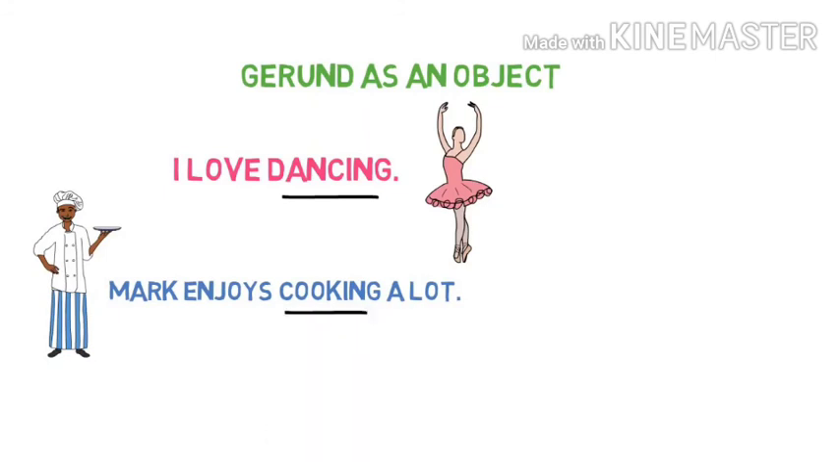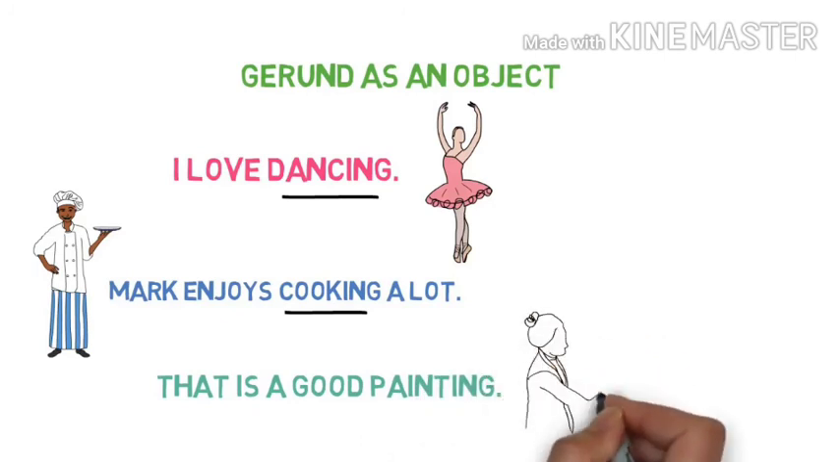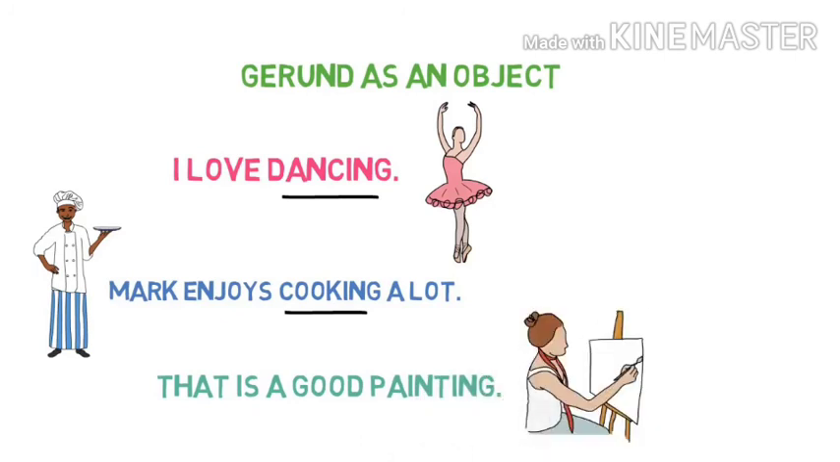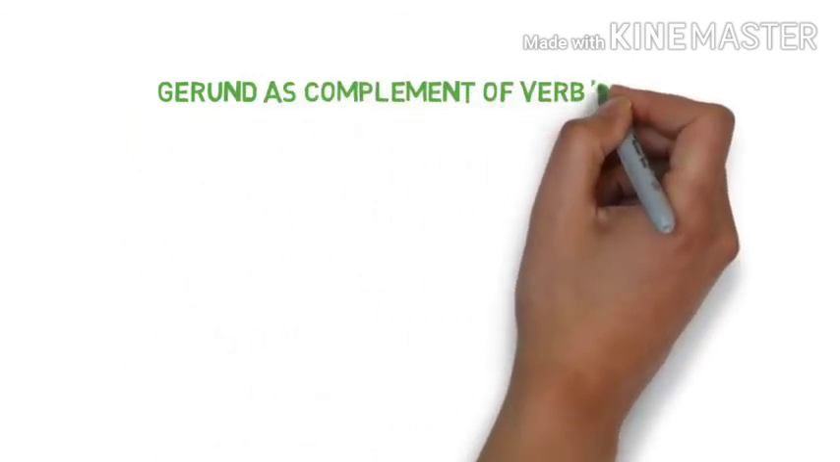Let's look into one more example. That is a good painting. Here, painting is a gerund which acts as an object in the sentence. Let's look into one more use of gerund. A gerund can be used as a complement of the verb to be.